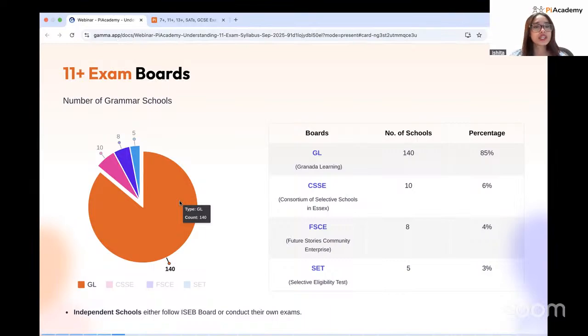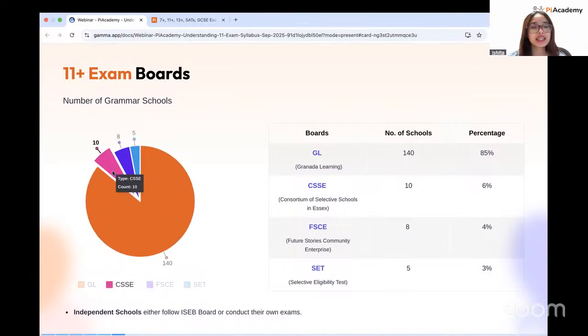So if you are interested in applying to a large variety of grammar schools, then your child definitely needs to be well equipped with the GL style board. After that, we also have the CSSE. Although only 10 schools use this, it is really important if you are considering applying for schools in Essex. This is the Consortium of Selective Schools in Essex. If you have location requirements and want to be in the Essex area, then you really need to be well versed with this board type.